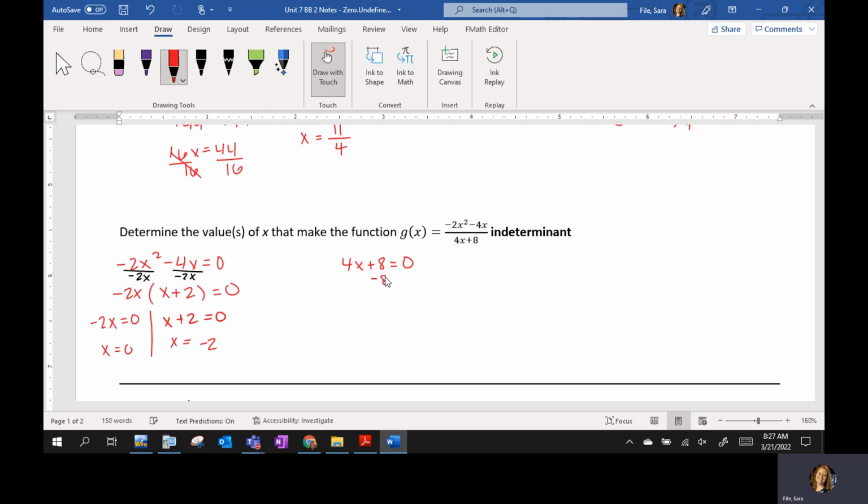Okay, so I'm going to subtract the 8 over. Then divide out the coefficient. Okay, so is there a solution that makes both the numerator and the denominator 0? This one right here. Okay, so x equals negative 2 is where g of x is indeterminate.